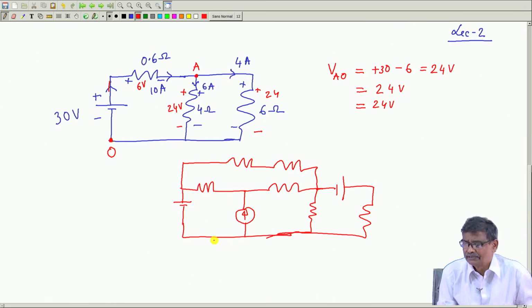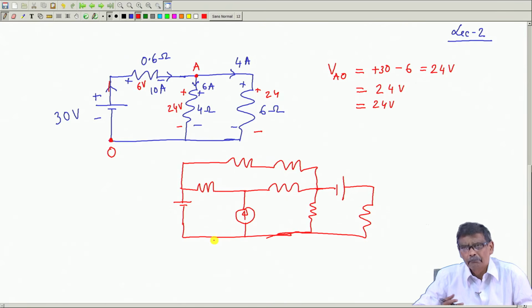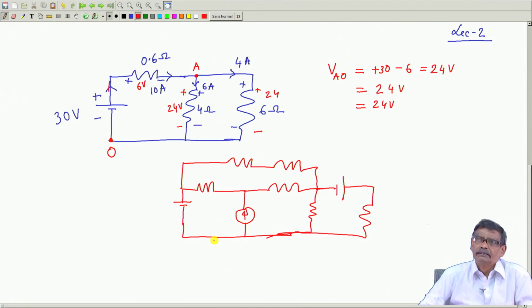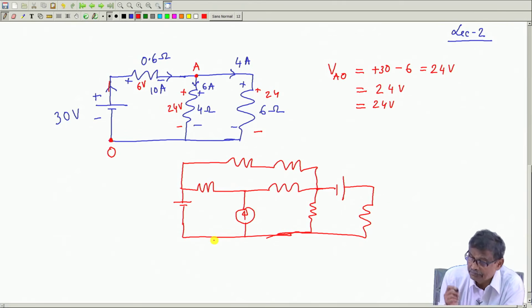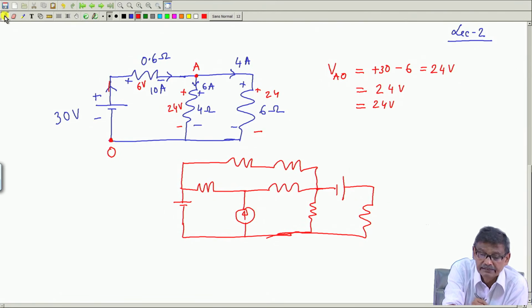Suppose a circuit exists like that, all the values are known, and as I told you, by applying simple KVL in closed loops and KCL at the junctions, you will be able to solve the circuit. That will be the main part of the course that we will discuss. But what I am trying to tell, see, there are now several junctions existing here.